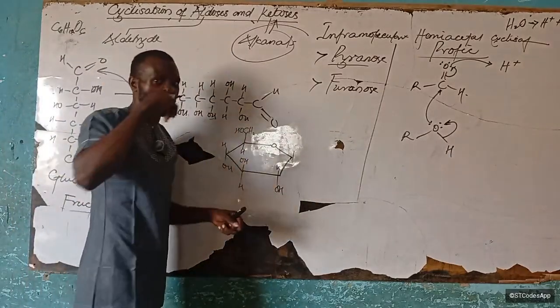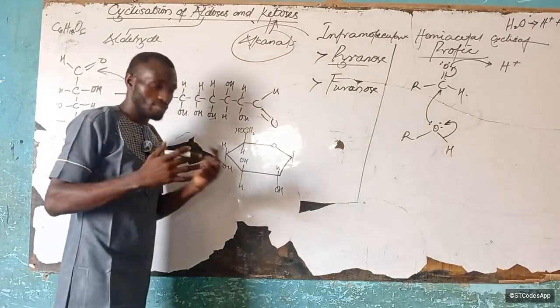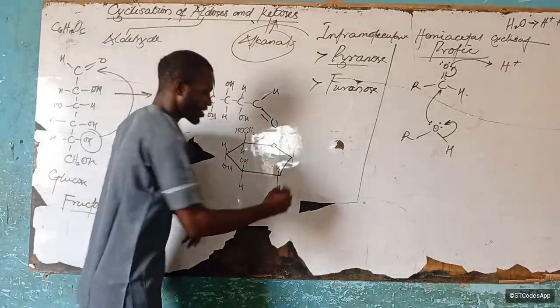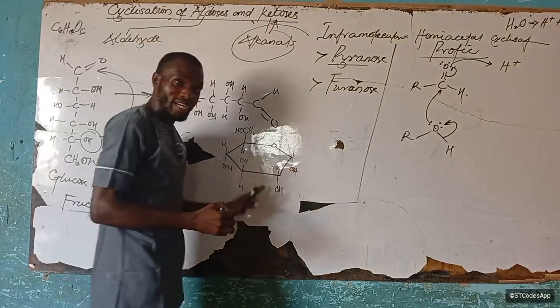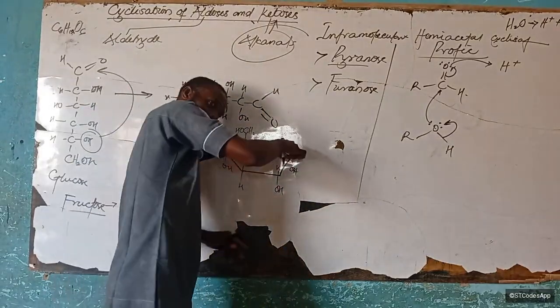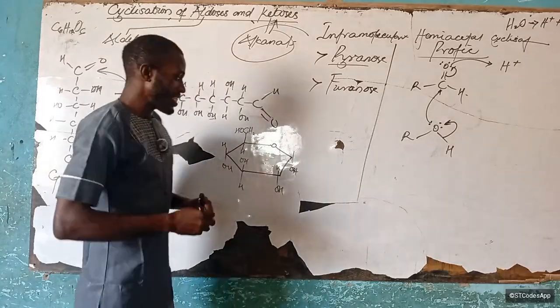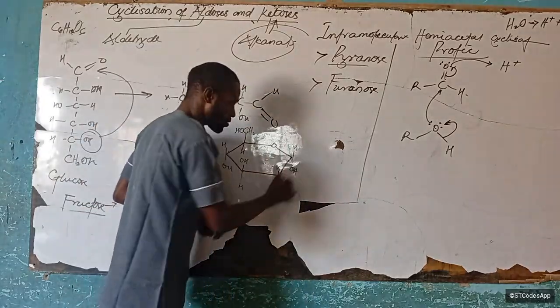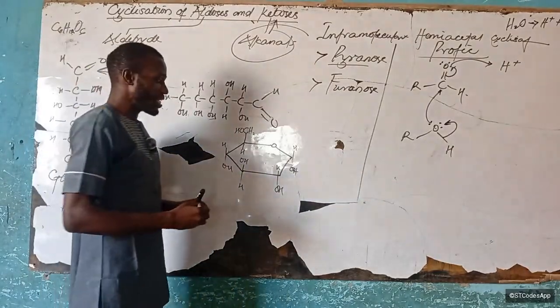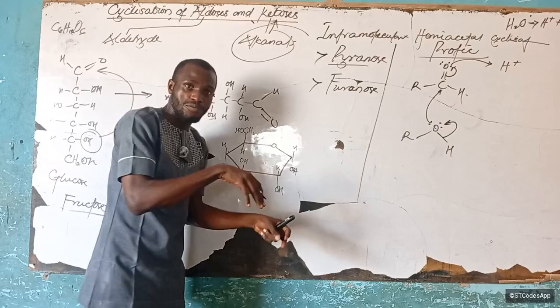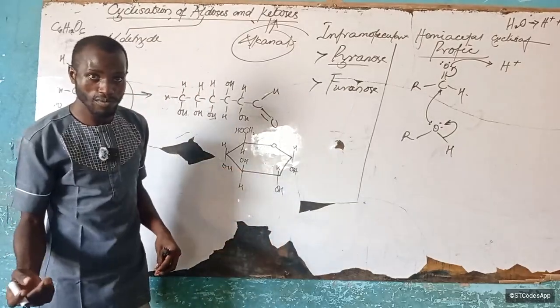Now here, the position can change. You can put OH here, you are still correct. This is still glucose. You put OH at the top, it's still glucose. Only that they call this one alpha D glucose. The one where OH is on top and H is down is beta D glucose.